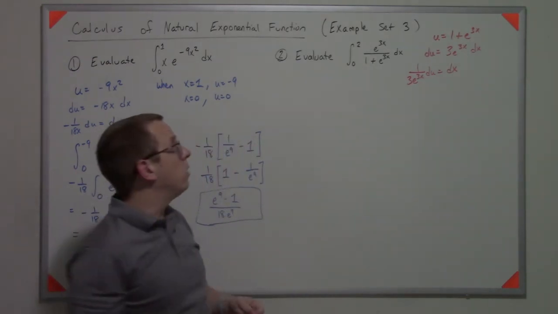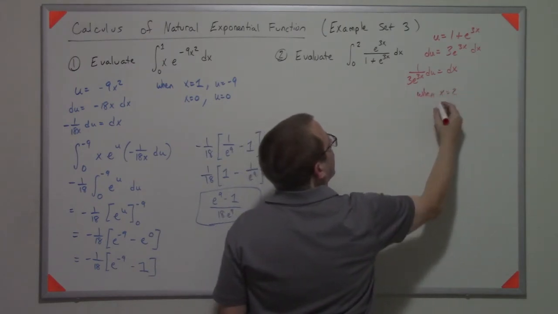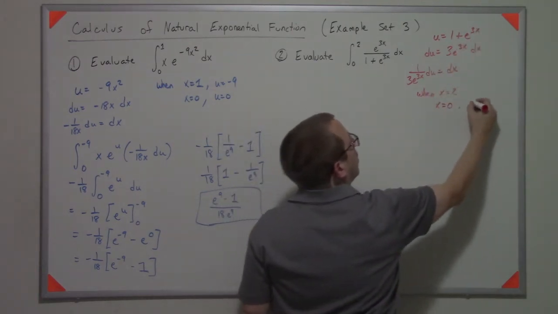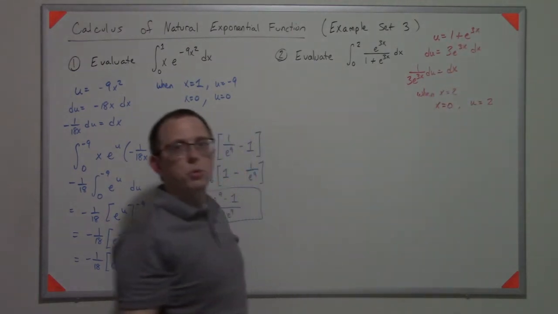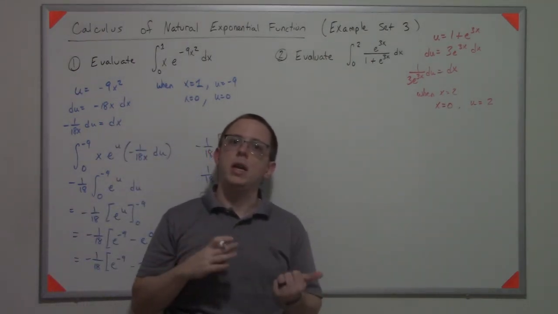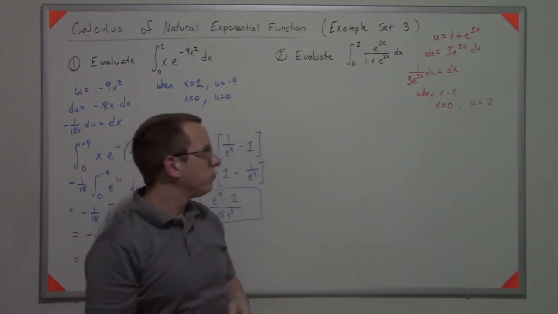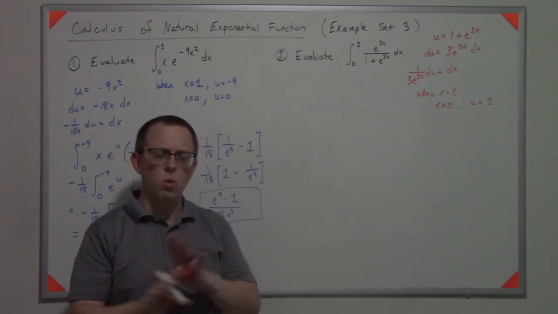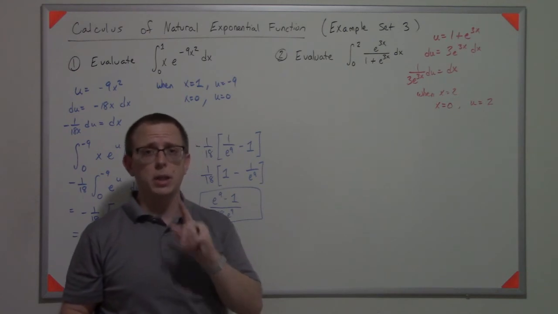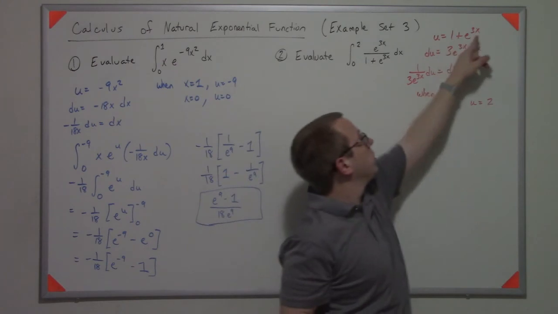And then we need to get new bounds. So when x is 0, u is going to be 2 because e to the 3 times 0 is e to the 0, and any number to the 0 except for 0 itself is equal to 1. 0 to the 0 is this whole big undefined arc. You can look on the internet about it and you'll see a lot of fighting. But anyway, e to the 0 is 1, so that's 1 plus 1, which is 2.